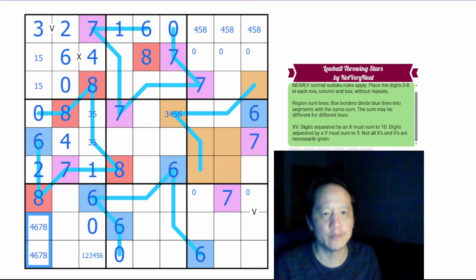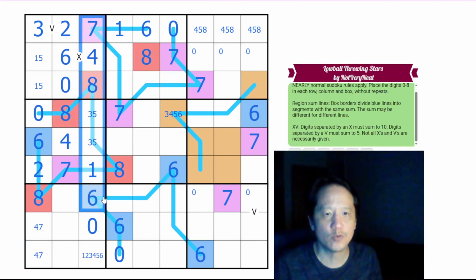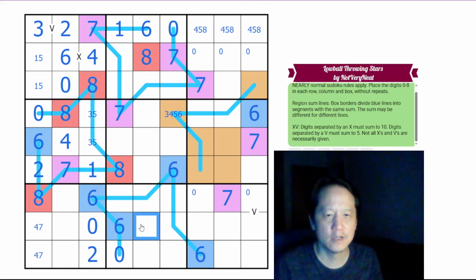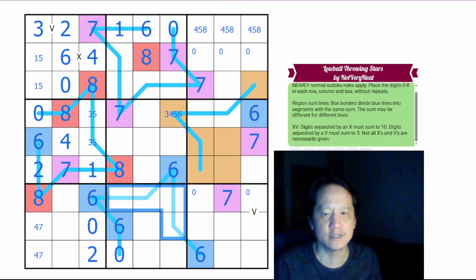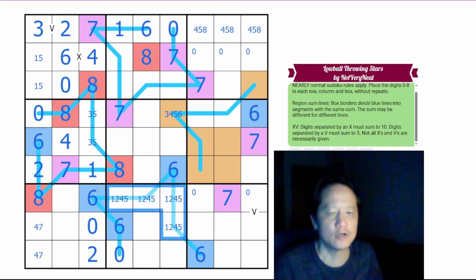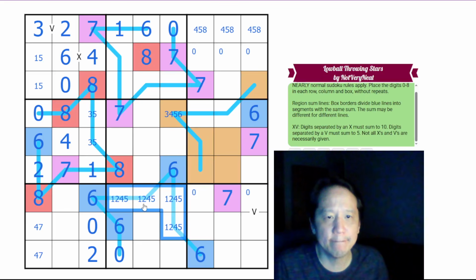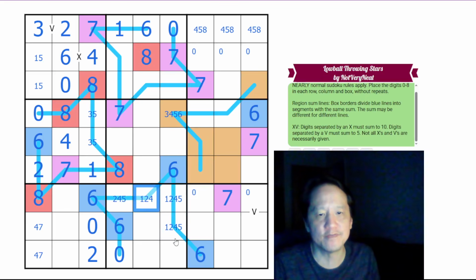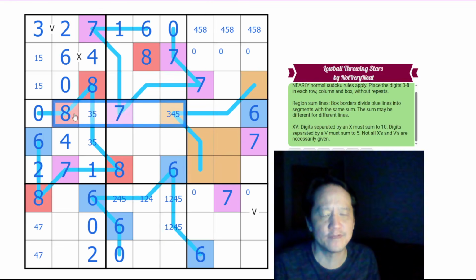That means this cannot be 8 here, and there's no 6 here. This is 4, 7 as a pair. Remaining digit in column 3 is a 2. Remaining digits adding up to 6 are 1, 5, or 2, 4. This cannot be 1, so this can't be 5 there. This can't be 6, so that's 3, 4, or 5.